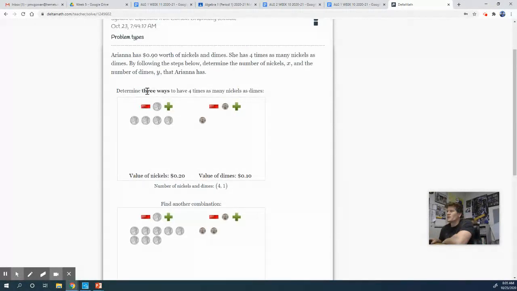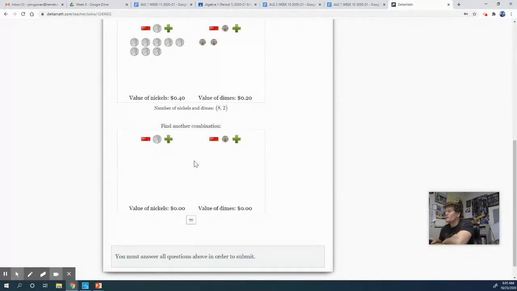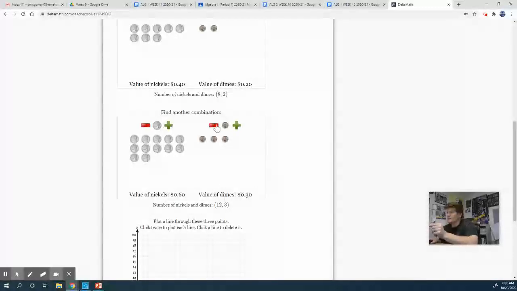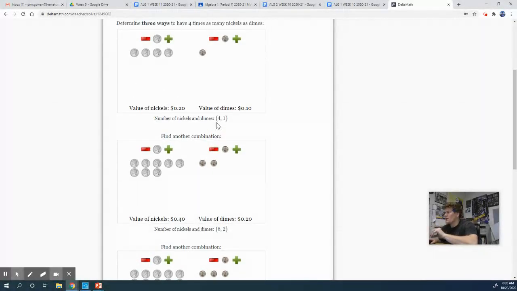Now they wanted 3 ways. I found 1. I found 2. I got to find 1 more. Following the same logic, 1, 2, 3. 3 times 4 gives me 12. 10, 11, 12. So let's put that in our parentheses. 12, 3. Guys, do you realize what they're doing with this stuff here? All of these nickels, dimes, all this stuff we're putting in our parentheses, those are the x, y's. Those are the values that might be possible solutions to our systems.